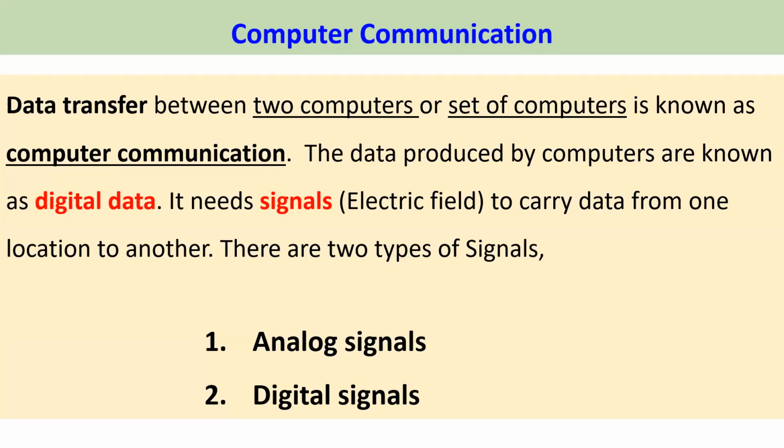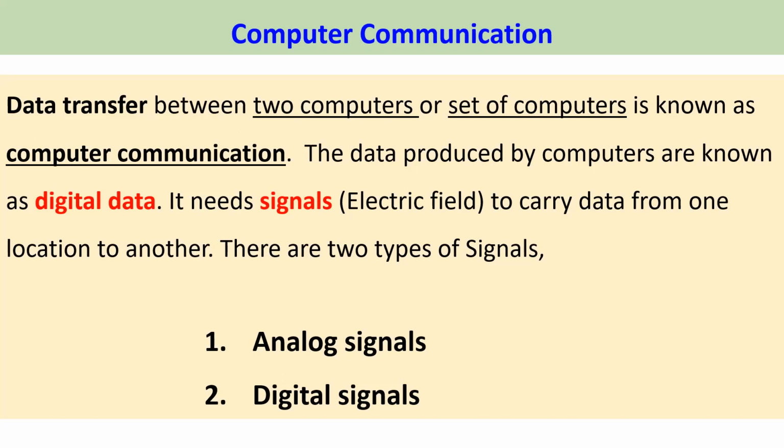But the terms are different. The messages that we normally call messages, if it is a computer, that particular message becomes data. If you consider a computer, the computer passes data to another computer or set of computers. That is called computer communication. The first statement explains it: data transfer between two computers or set of computers is known as computer communication. However, there are lots of terms here we should learn.